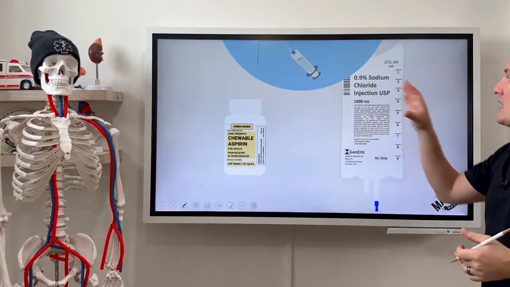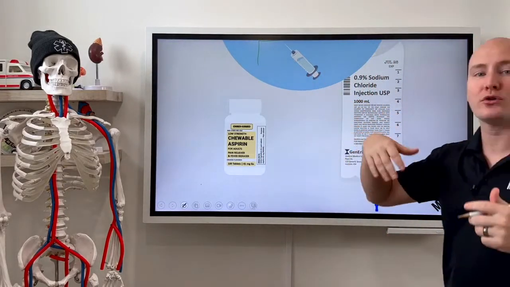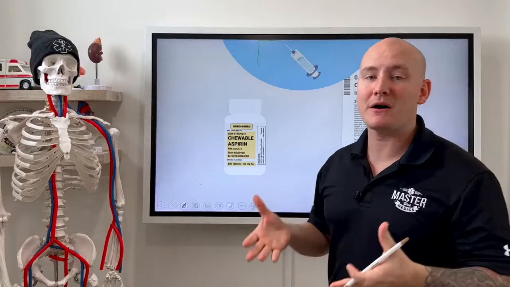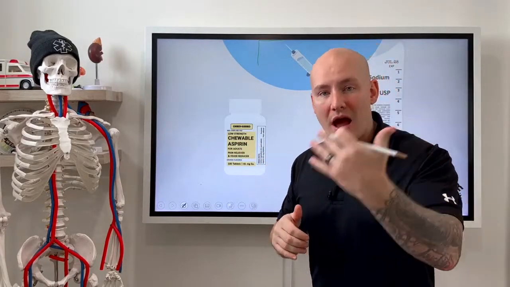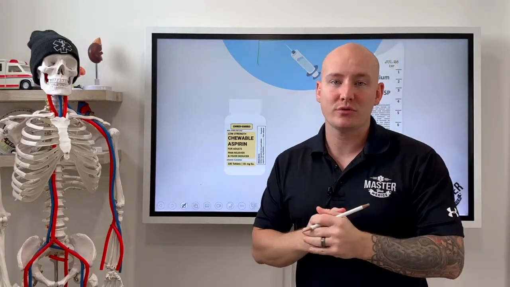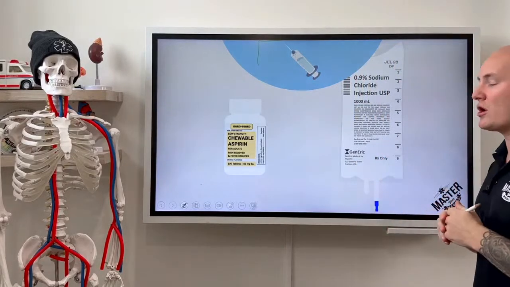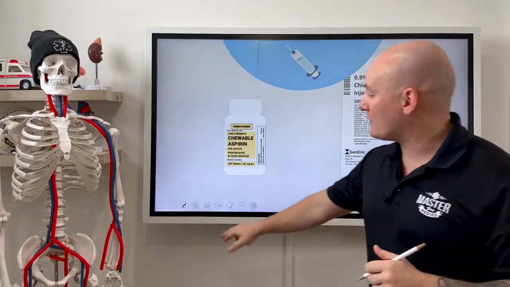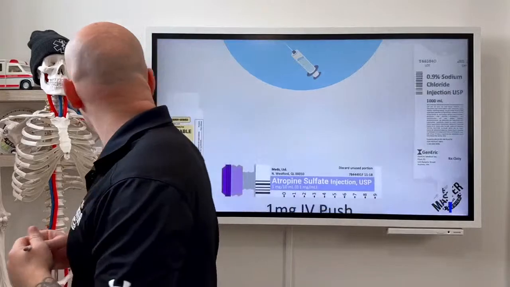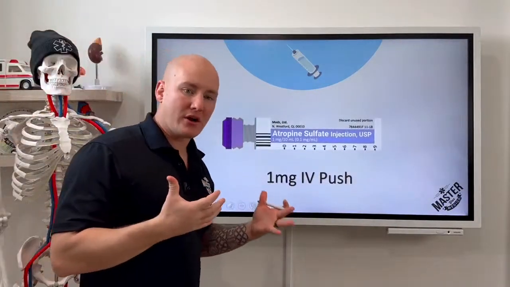But absolutely, we can use fluids in these cases in order to improve that blood pressure, get it above 90, so that we know that we have good, strong perfusion moving through that heart, again, if there are no contraindications. Now, let's move into some of the treatment for the bradycardia itself.